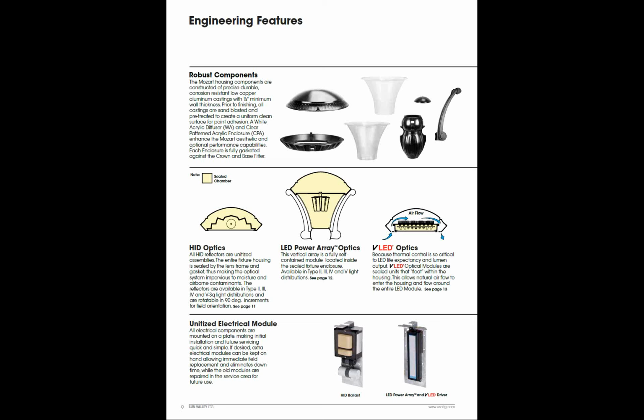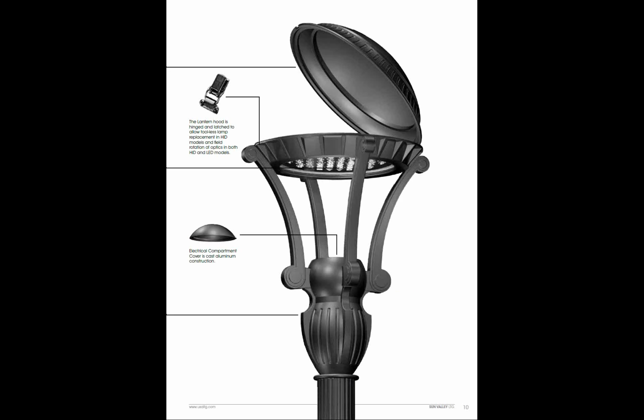The Mozart Lantern is a cast aluminum product. It's cast of a low copper content aluminum alloy, minimum 1/4-inch wall thickness. The lenses that accompany that are also made of either a white acrylic diffuse material or the clear patterned acrylic, depending upon which optical system you want to put in there. And the optical systems are endless as far as the various arrays. Vertical and horizontal lamp in HID, LED power array optics in both the vertical and angled array, and also the VLED optics, and a unitized electrical module, whether it's an HID ballast assembly, electronic or core and coil, or whether it's a VLED, or excuse me, a driver module for LEDs.